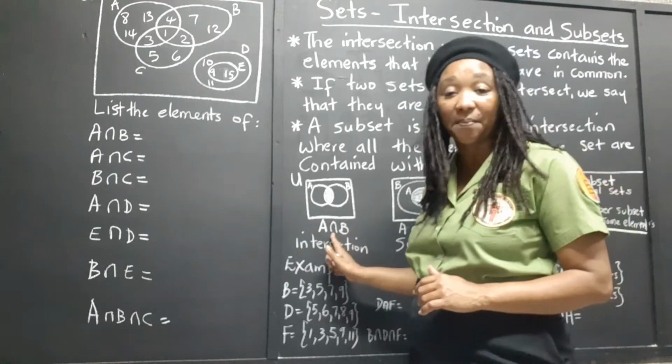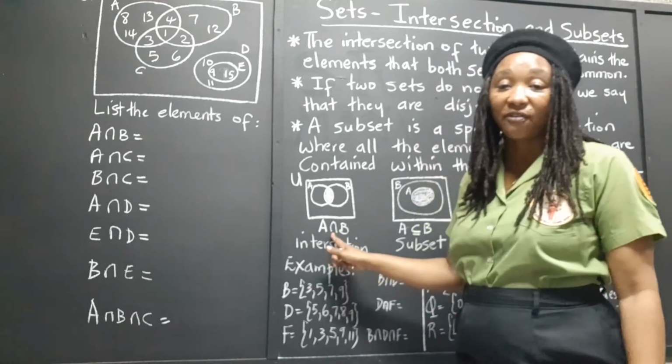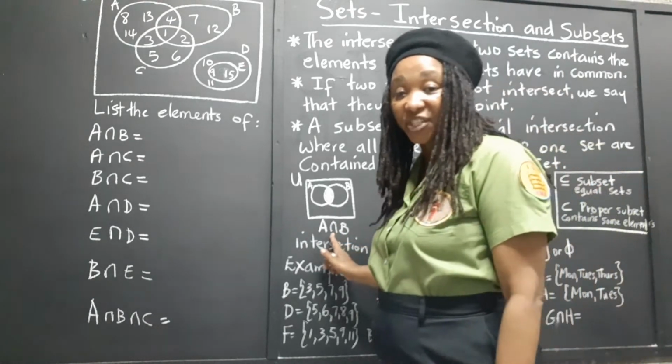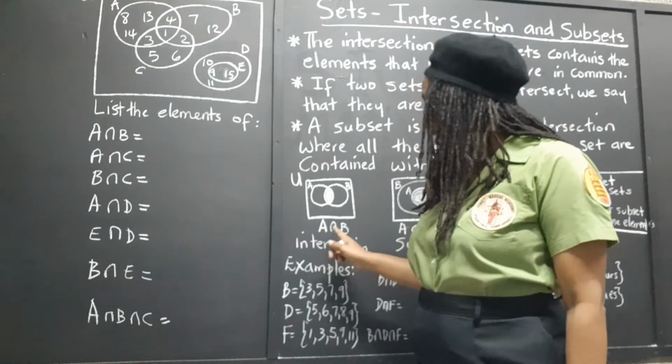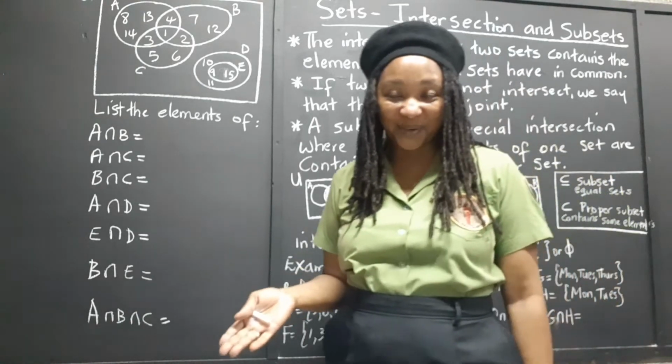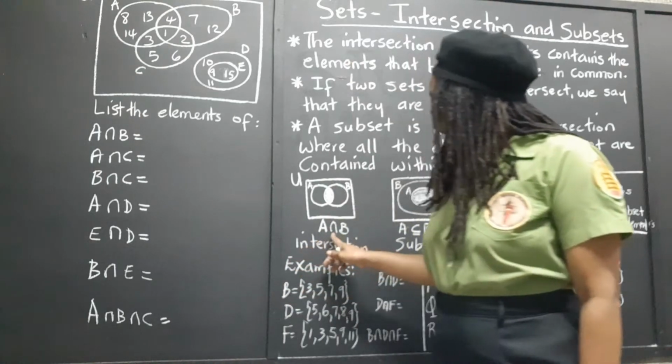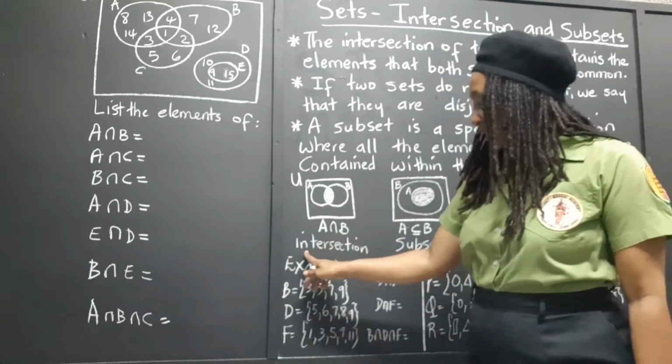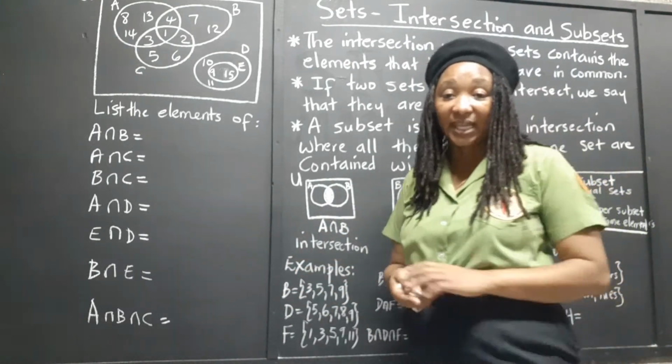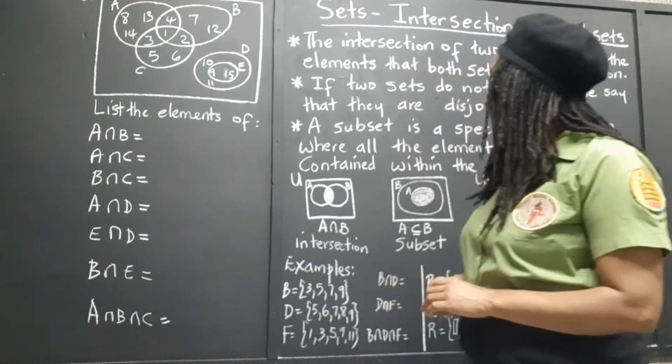So this is the symbol that we use for intersection. Some people call it an upside down U. And this is the word intersection. So the intersection of sets.